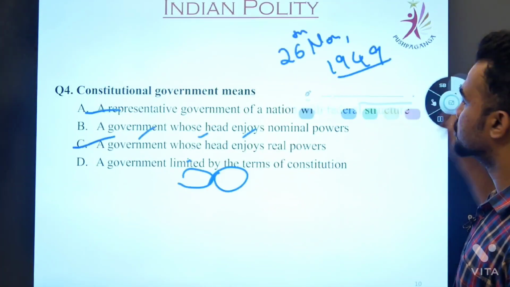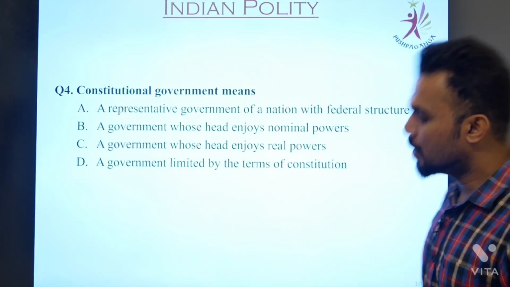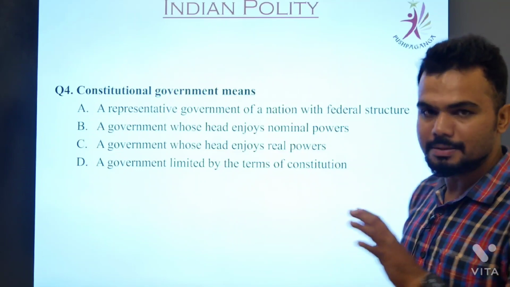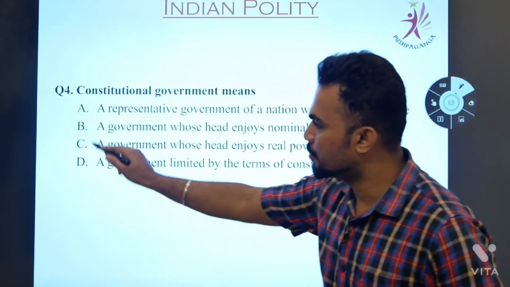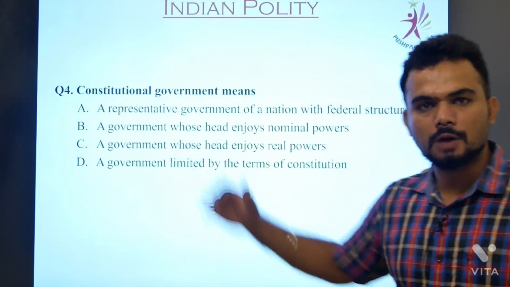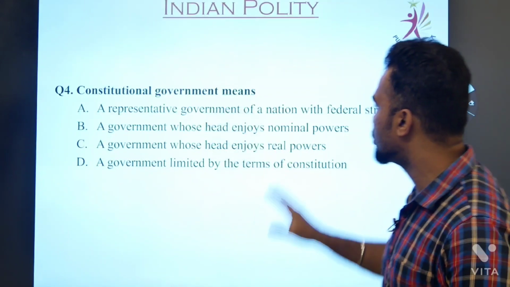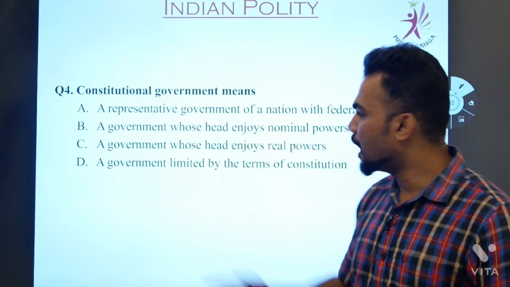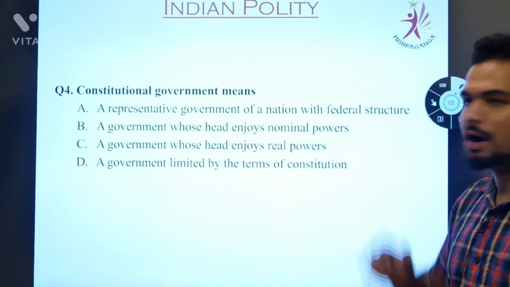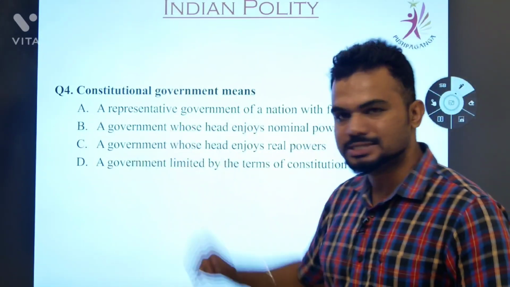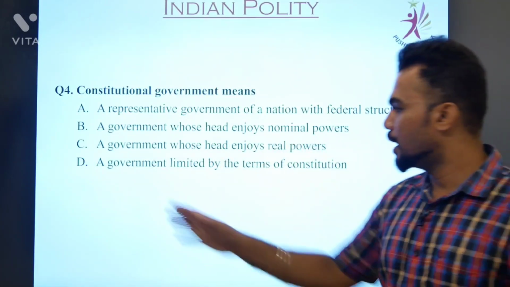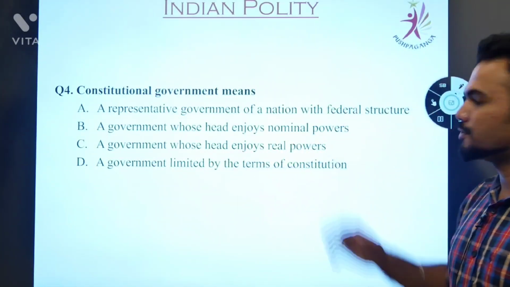What is a constitutional government? What will we say with that? There are 4 options given. The first option says a representative government of a nation with a federal structure, and B option says a government whose head enjoys nominal powers, and C option says a government whose head enjoys real powers, or the government limited by the terms of the Constitution.